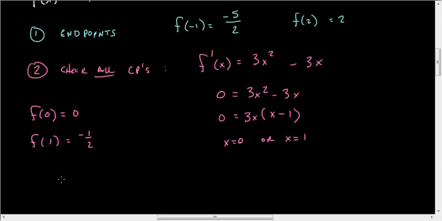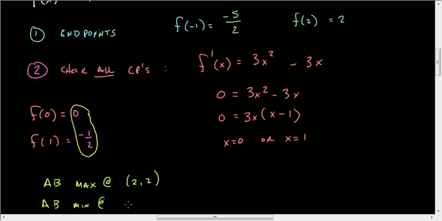Okay, remember, we're looking for the absolutes. And so we wanted to find out, are these any smaller or bigger than our endpoints? And they're not. Okay, so we have an absolute max at 2, 2, an absolute min at -1, -5 halves. Okay, I'm going to do a couple more in the next video just to kind of cement this and make them a little tougher.